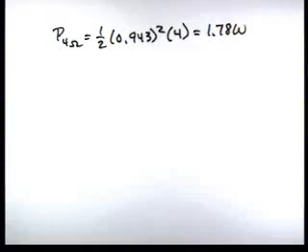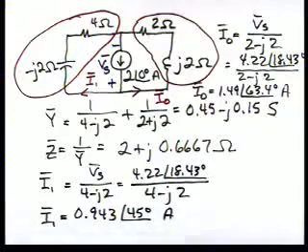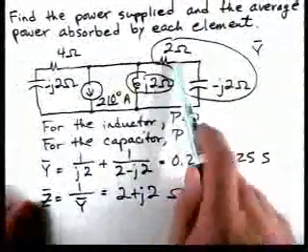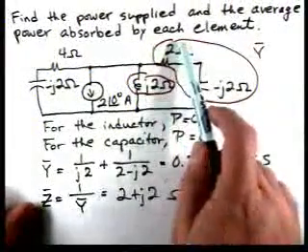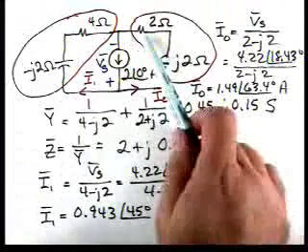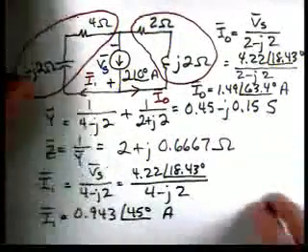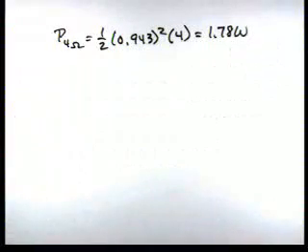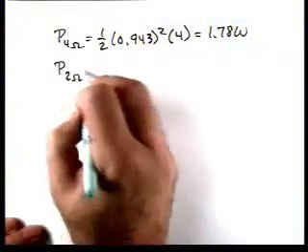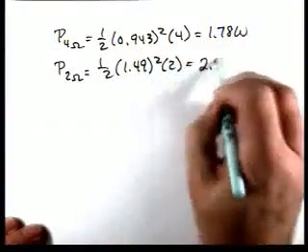Now for the 2 ohm resistor, let's think for a second and go back. This 2 plus j2 came from this parallel combination. The only average power over here is this resistor. So when I do this combination and get a 2 plus j2, the power absorbed by that resistor is the same as the power dissipated in this resistor, because the inductor and capacitor don't absorb any average power. So for the 2 ohm, we have 1/2 times 1.49 squared times 2, which is 2.22 watts.